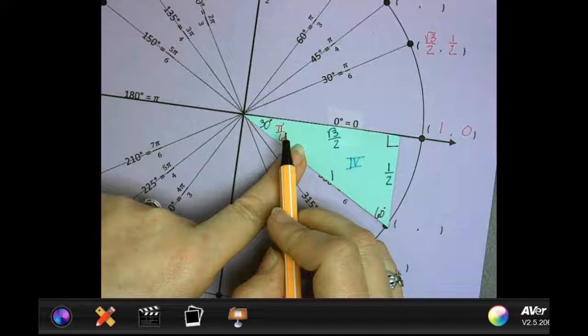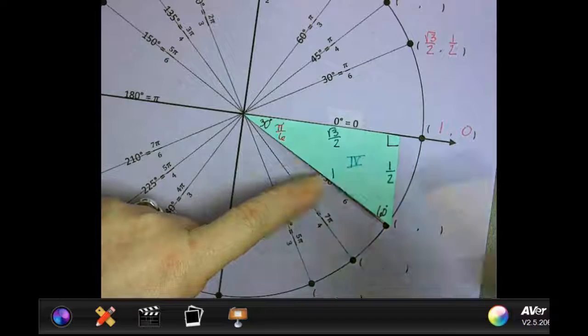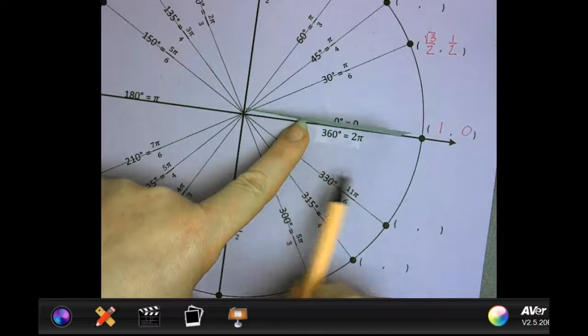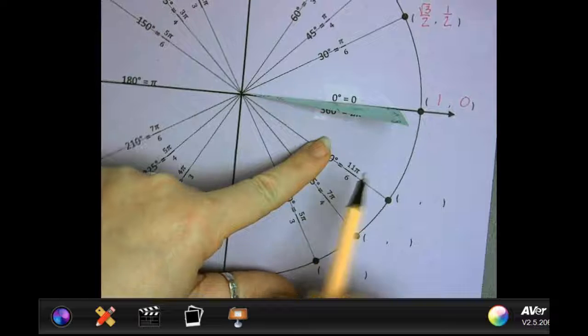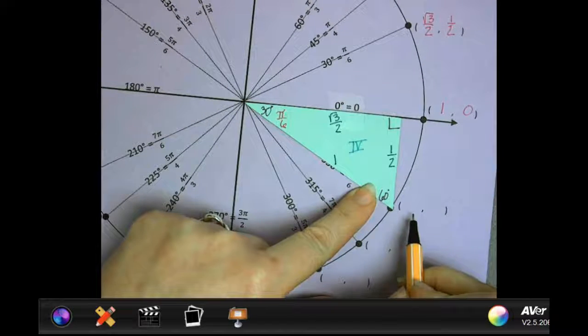Does that make sense to you? So if I know what's going on with 30 degrees, and I know that that's my reference angle here, then I can make 330 or 11 pi over 6 make some sense here. Because when I'm looking at my triangle here now, what is my x value?